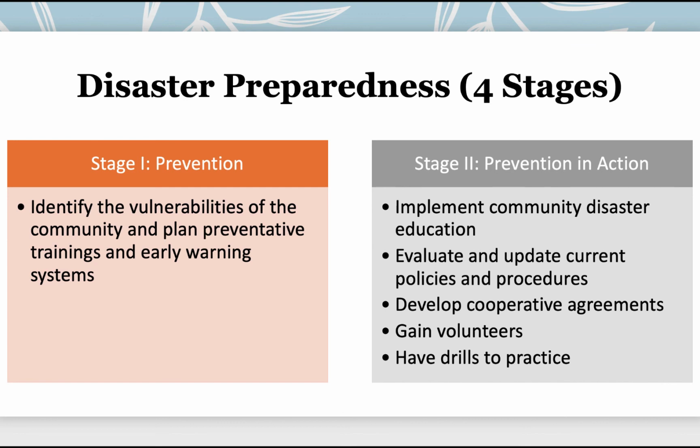So it's implementing community disaster education. That's evaluating and updating current policies and procedures to support the new interventions that you want to implement if a disaster occurs. Develop cooperative agreements like we'll take X amount of patients, will this hospital take 50 patients, what's the capacity of the health centers where you are? And then gain volunteers. You want disaster relief helpers, people that you can count on will move right into action as things happen. And then, of course, have drills to practice at least annually.